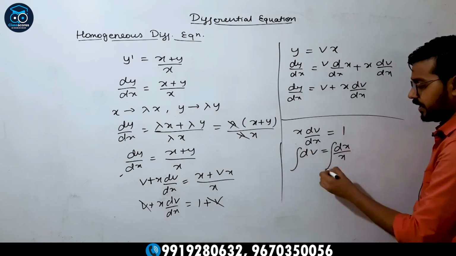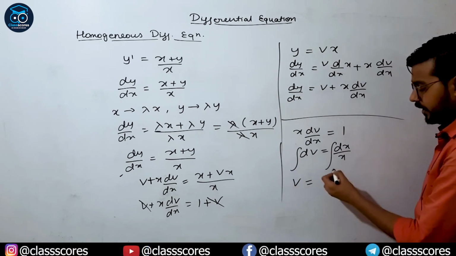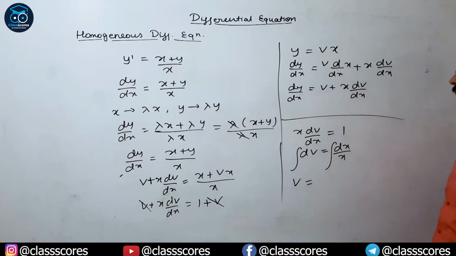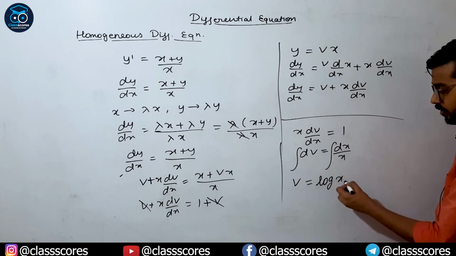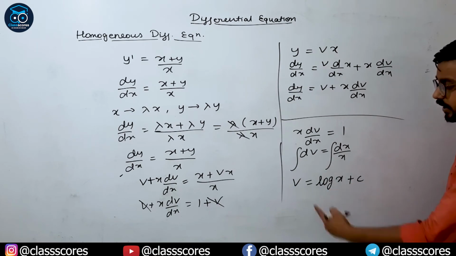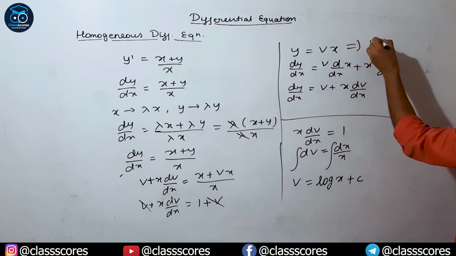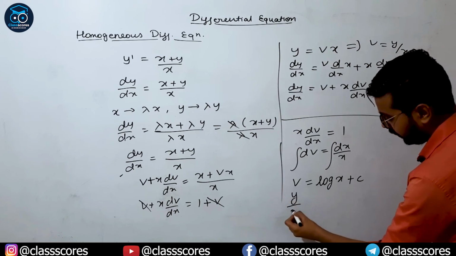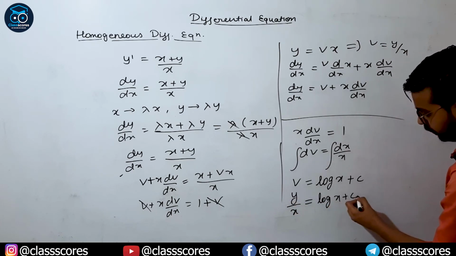Now on integrating both sides, the integration of dv is v and the integration of 1 upon x is log x. So it will become log x plus c. Now substitute the value of v. The value of v is y upon x. So when we substitute the value of v, we get y upon x equals log x plus c.